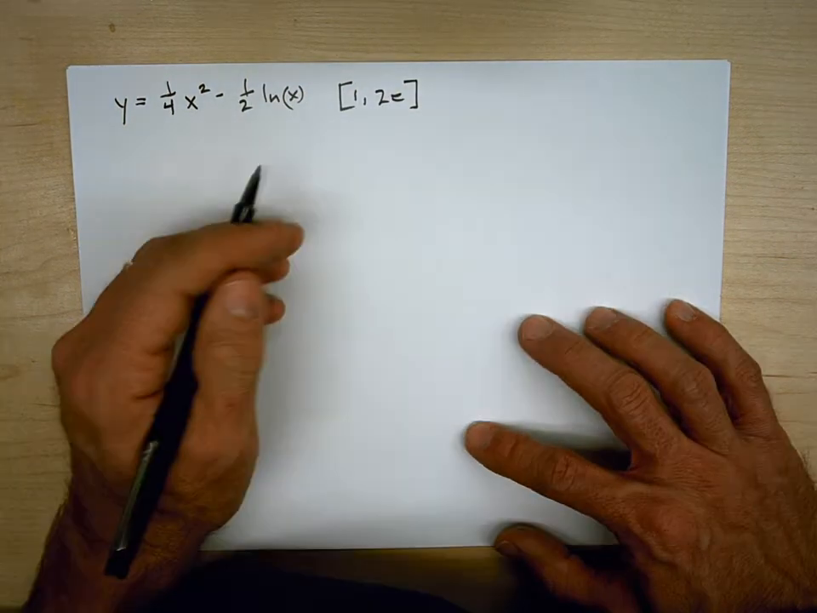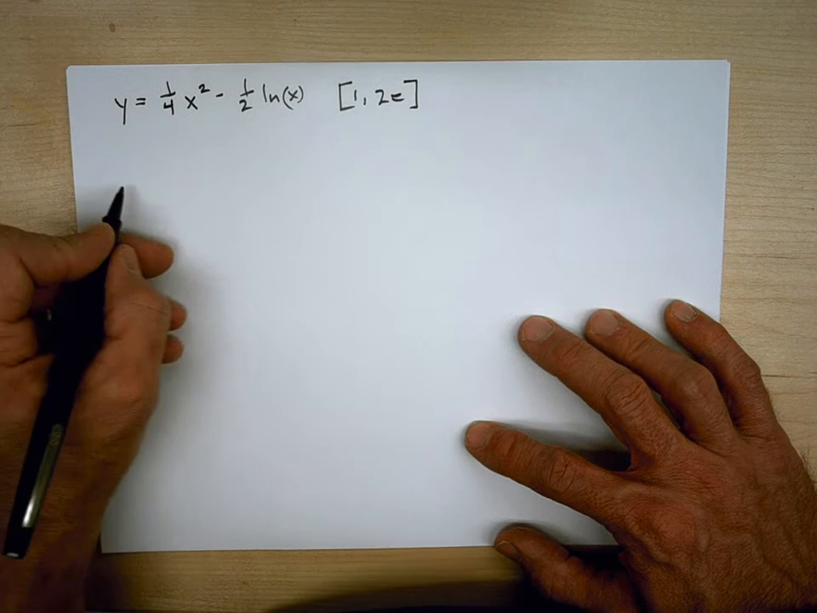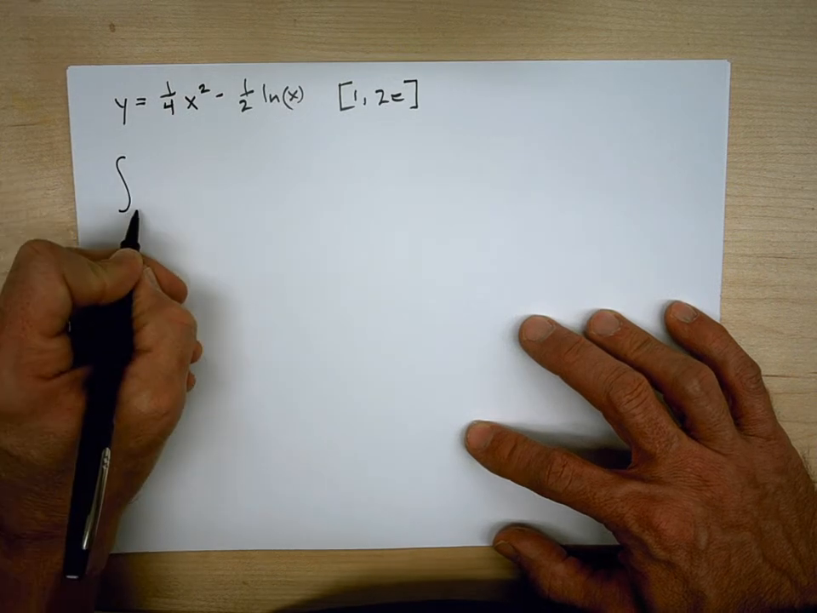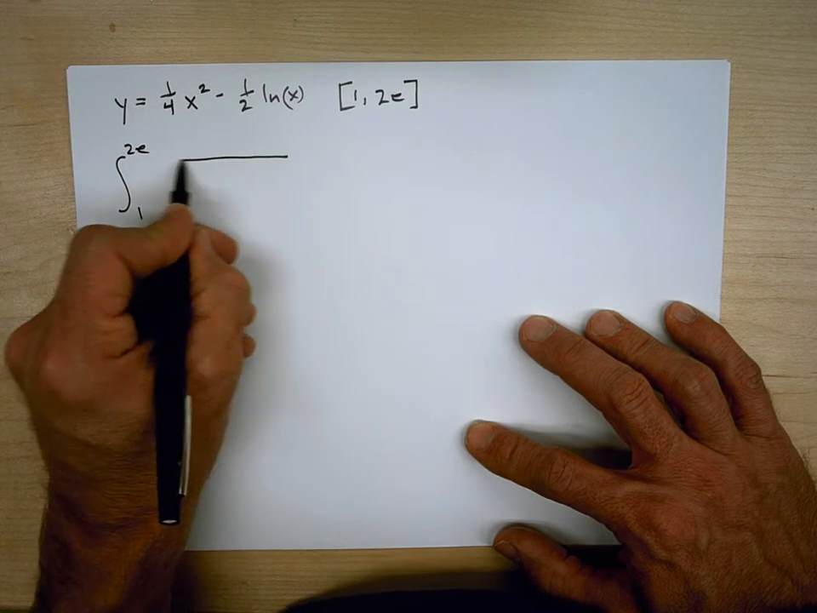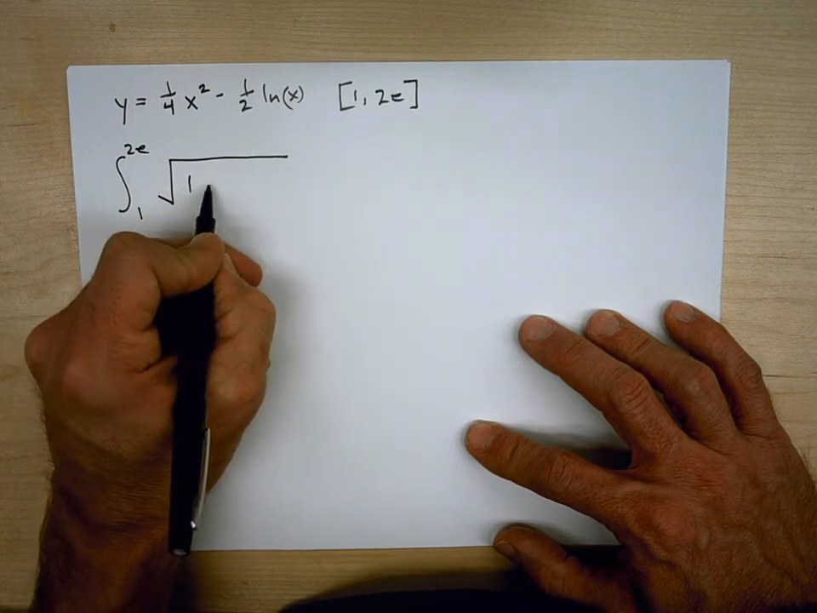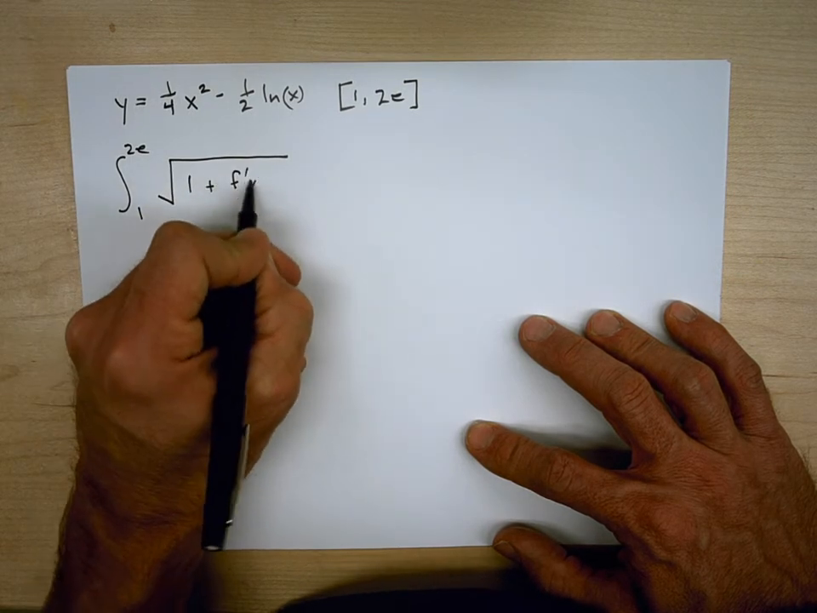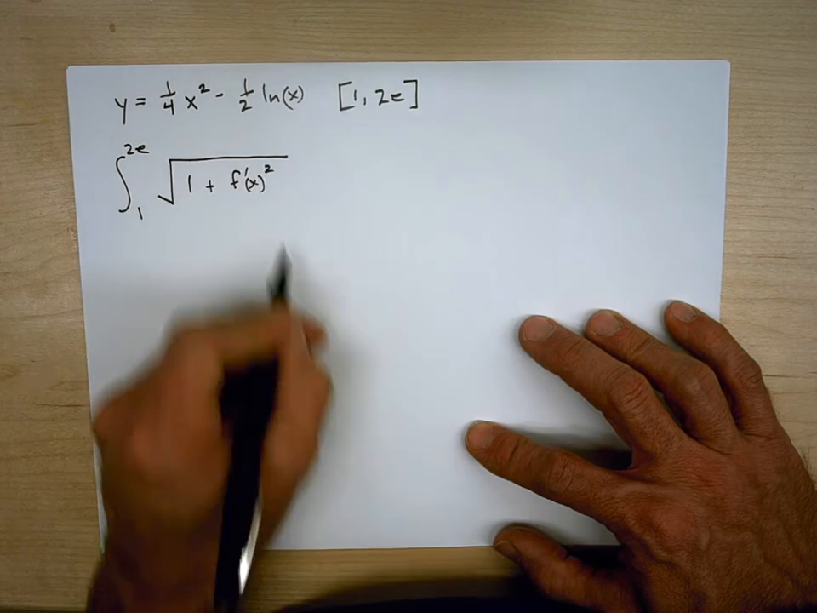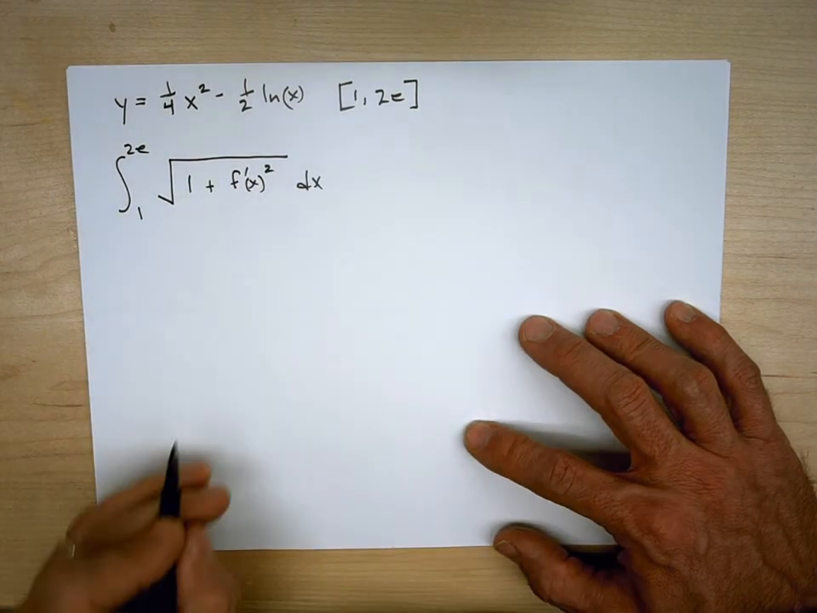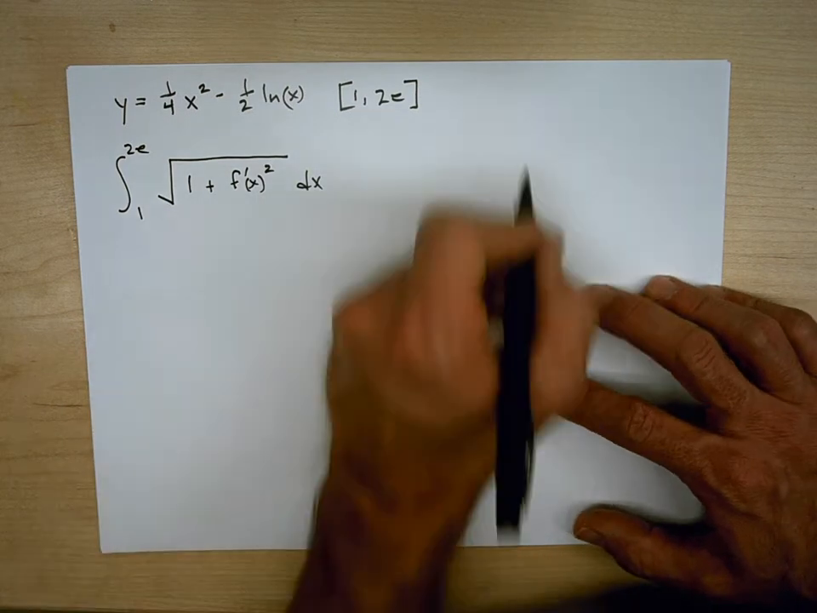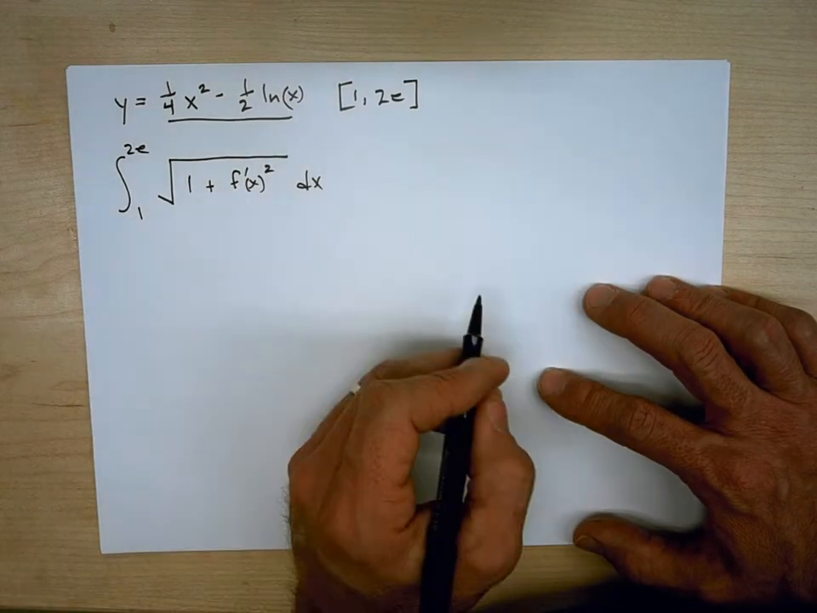All right. So the first thing, recall that our arc length formula, we're going to integrate from 1 to 2e, and we're going to take 1 plus the derivative of the function squared. That will be our integrand. Take the square root of that, and that's what we will integrate. So the first thing here is to find the derivative of this function.